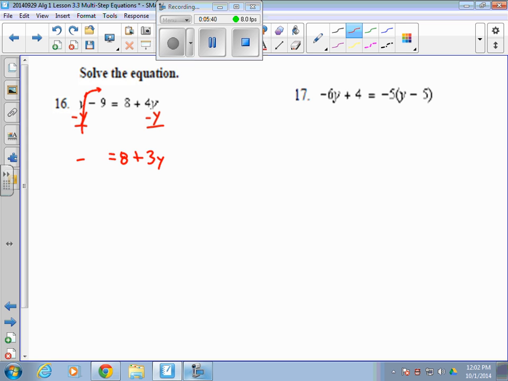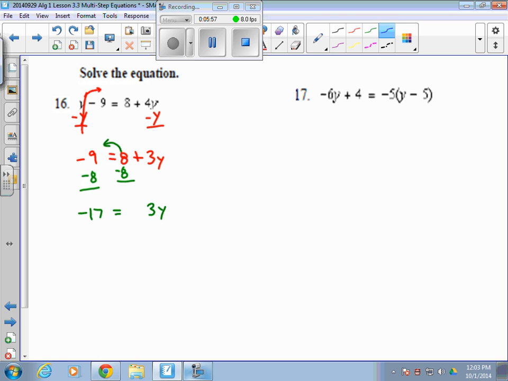This part's going. Don't forget that there's a negative 9 right there. You brought your y's to the right, so bring your positive 8 to the left. It's positive, so subtract 8. If you subtract it there, subtract it here. Negative 9 minus 8 is negative 17 equals, that part cancels, 3y.